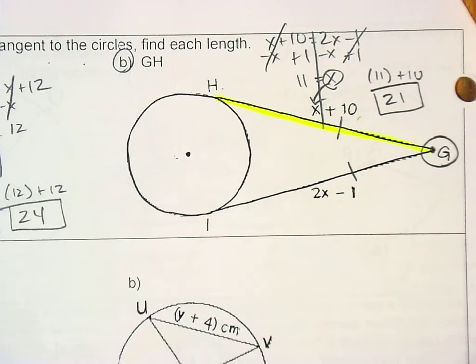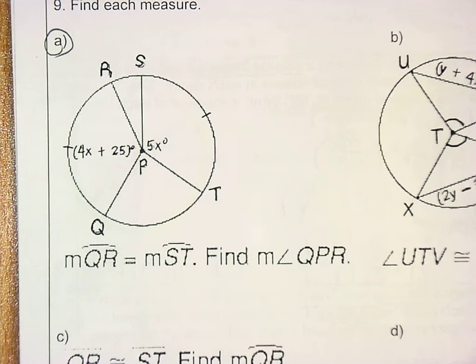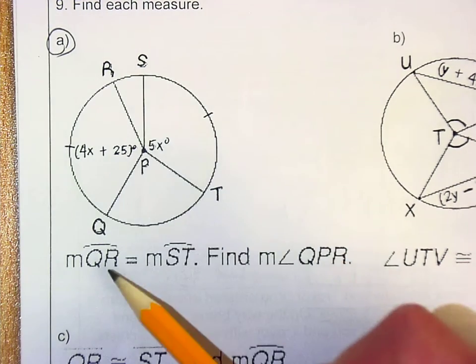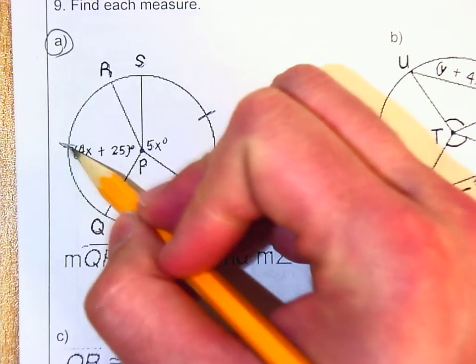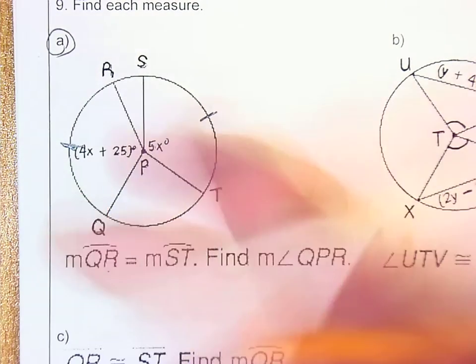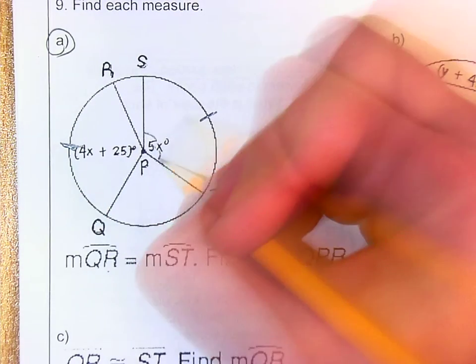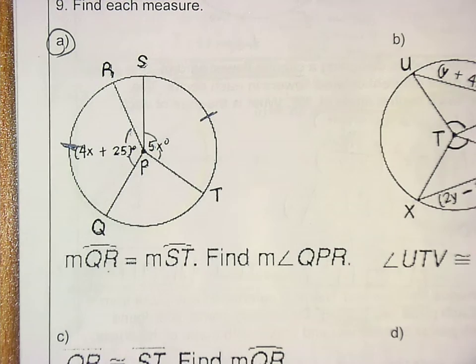All right. We look down at number 9. Number 9 has 4 parts, but they're all asking the same thing. They're asking us to find some angle or some arc or some chord. Okay, and for here they tell us that these two things are congruent. And if the arcs are congruent, we know that their central angles are also congruent.